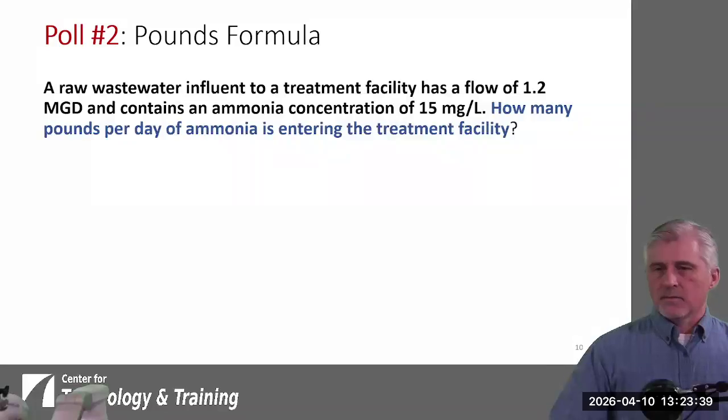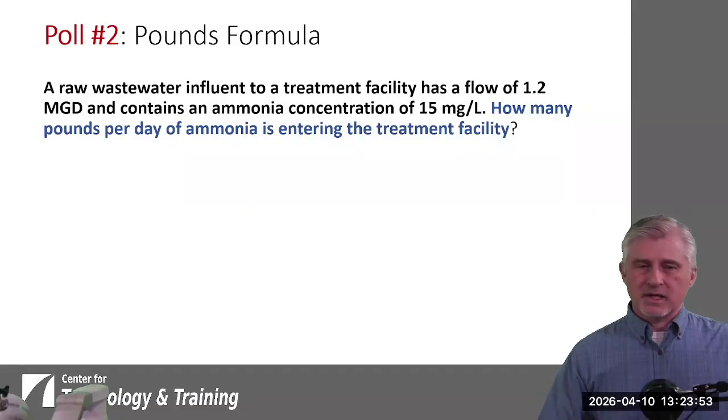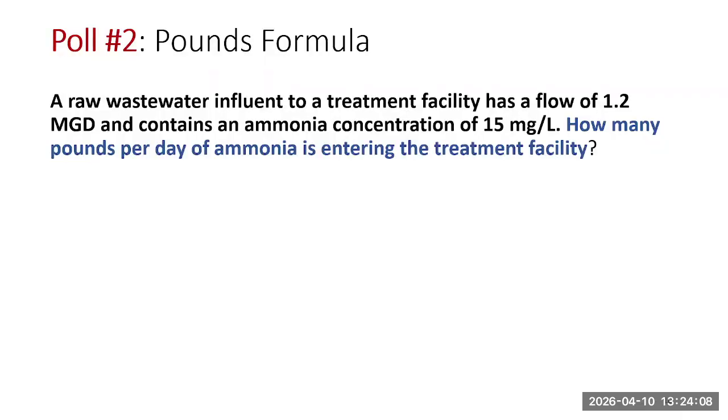So now we're on to our second poll. It's a pounds formula poll. So I'd recommend that you have that pounds formula handy. And the poll says a raw wastewater influent to a treatment facility has a flow of 1.2 million gallons a day and contains an ammonia concentration of 15 parts per million. How many pounds per day of ammonia is entering the treatment facility? And a spoiler, I would recommend you have that pounds formula, the original one that we mentioned, and that should help you get this.